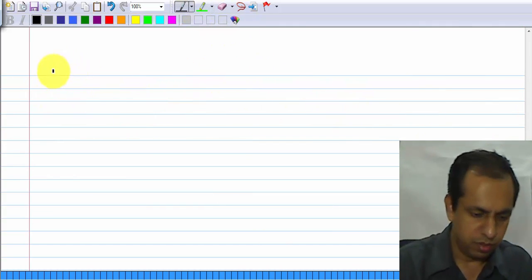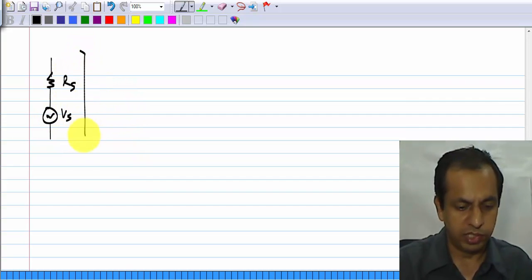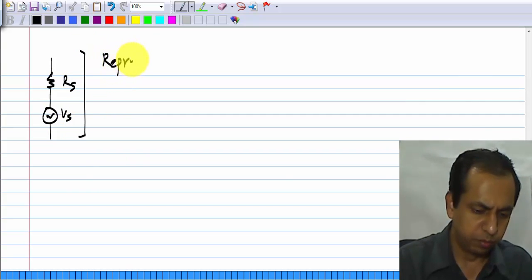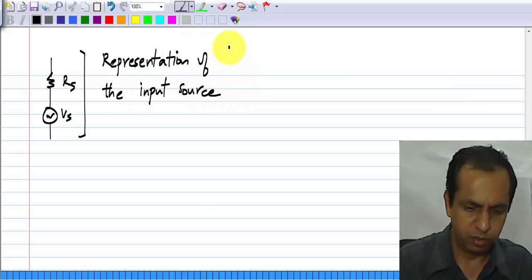First of all, the input source is represented like this. Now, this is just a representation of the input source. Okay.